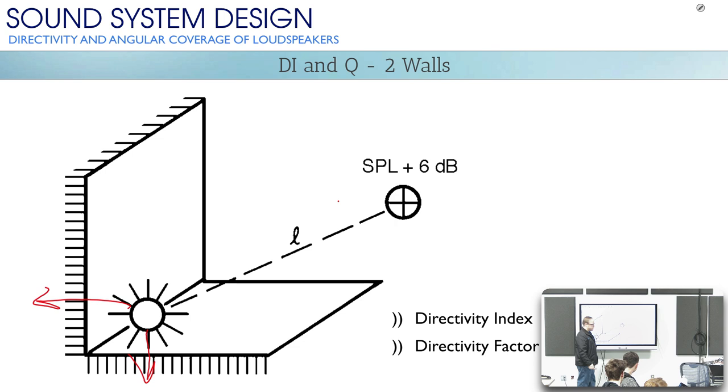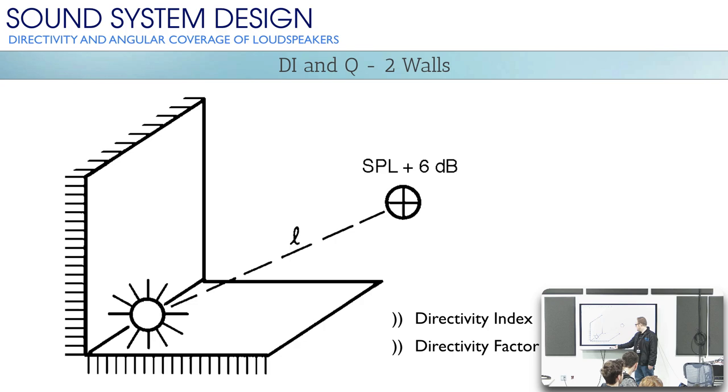You add another wall, it's going to be times 6. So we now have a 6 dB increase. Now it's 6 dB louder than it used to be. So that's a directivity index of 6 dB, or a directivity factor of 4, Q4. So far, so good? You with me?